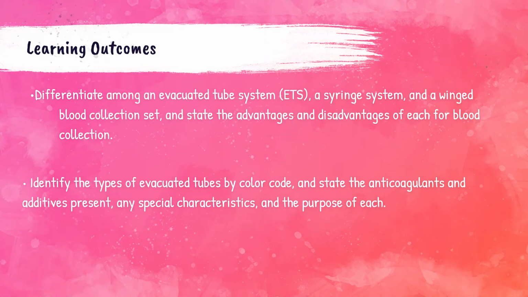You will be able to differentiate among an evacuated tube system, a syringe system, and a winged blood collection set. In addition to differentiating between these systems, you will be able to state the advantages and disadvantages of each. You'll also be able to identify the types of evacuated tubes by color and be able to state the anticoagulants and additives present and any of their specific characteristics that they may have and, of course, their purpose.